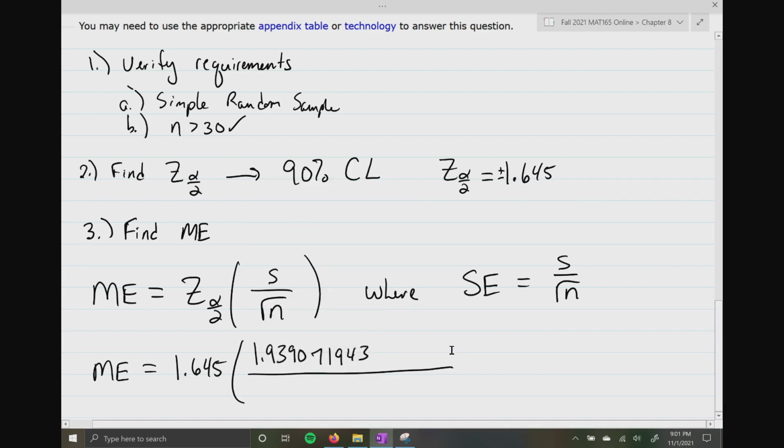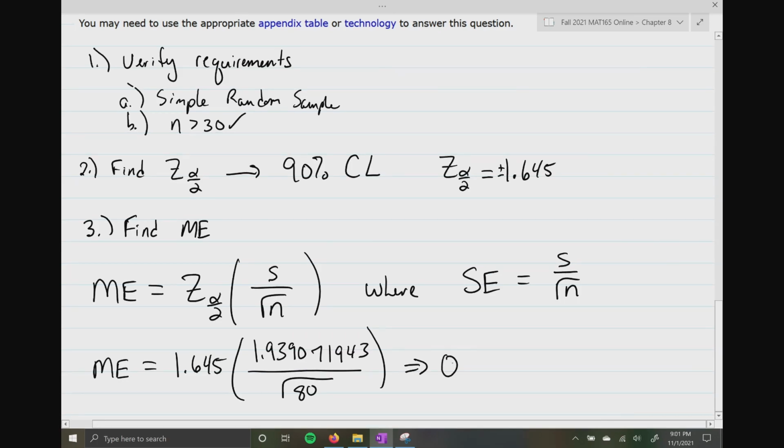All right. So there's S over the square root of n. How many? 80. So when you go ahead and calculate this, 1.645 times our standard deviation in the numerator divided by the square root of 80 in my denominator. I'm just using my calculator here. I come up with 0.3566275. And like I said, I like to keep as many decimals as I can.